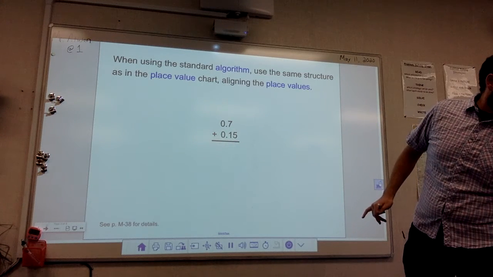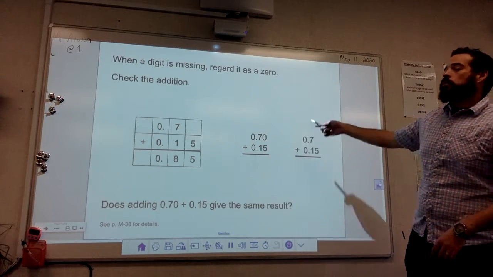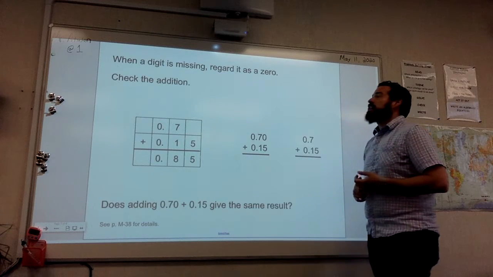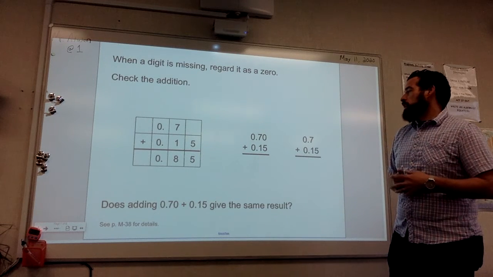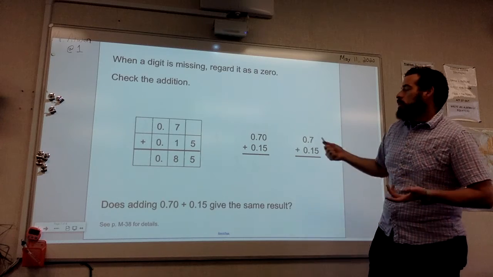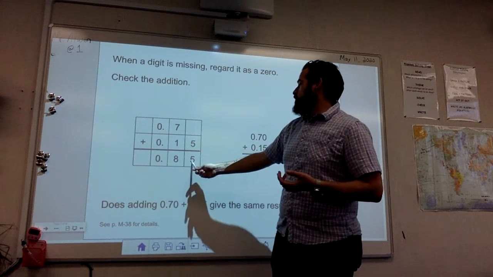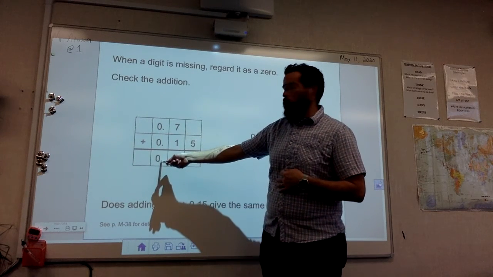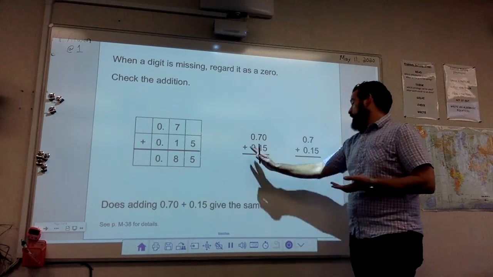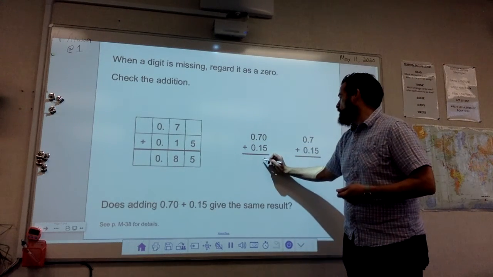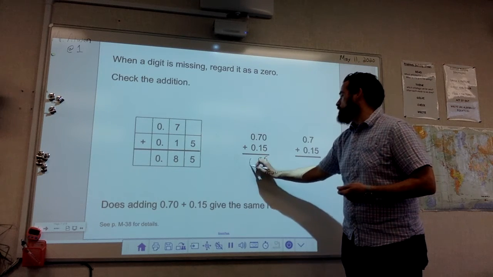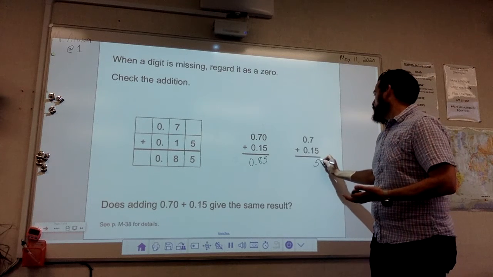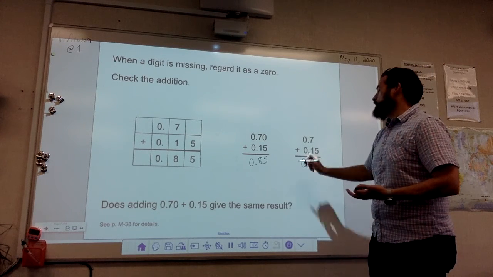And I'll just take a look and show you what I was mentioning before about adding a zero. So when a digit is missing, regard it as a zero. And then we will check the addition. So if you have that as a zero, 0 plus 5 would be 5, 7 plus 1 is 8. Here is our decimal, so 0.85. And if we do this out, 5, 8, decimal, 0.